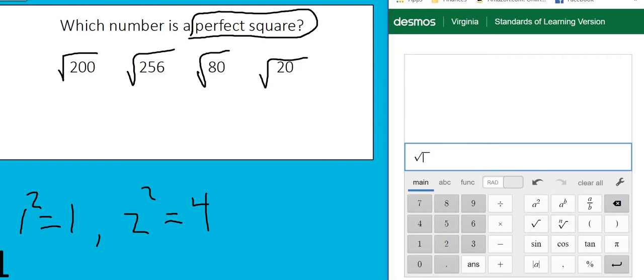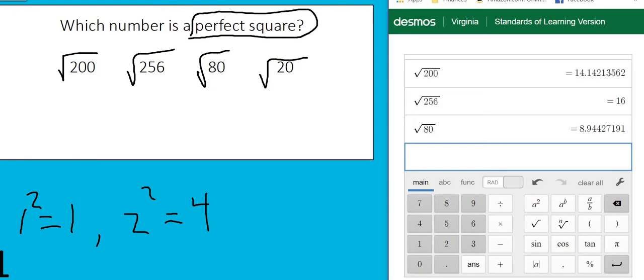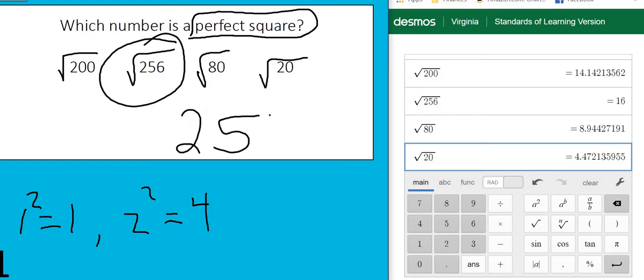So let's go ahead and we're going to do all of these. We're going to put them all in our calculator so we can see them. There's a square root of 200. It's a decimal, so it is not a perfect square. There's a square root of 256. It is 16. That's going to be our answer, but let's go ahead and check the others just to make sure. We've got another decimal there, and we've got another decimal there. So, square root of 256. So that means 256 is your perfect square.